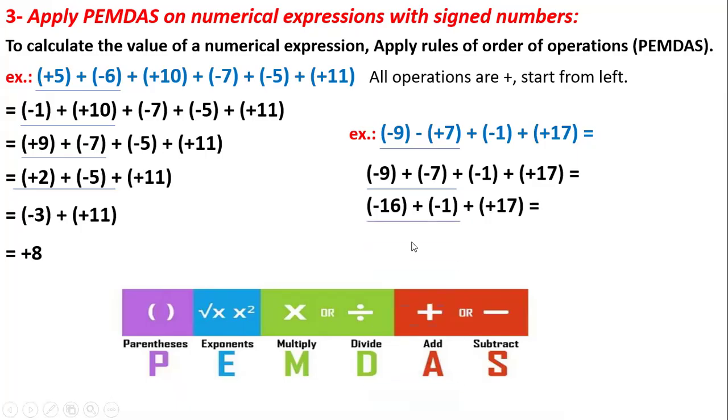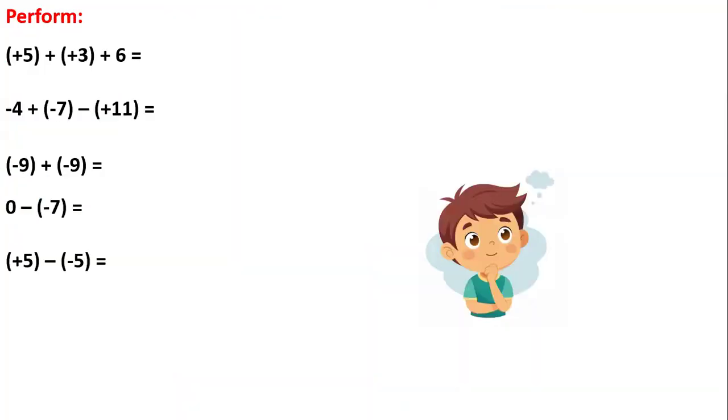Also, I start from left. I'm adding a negative with a negative. 16 plus 1, so it is negative 17. These are opposites. I'm adding two opposite numbers, so the answer will be 0. This is how we apply PEMDAS on signed numbers. And here you still have an exercise to solve. This is a solved exercise.